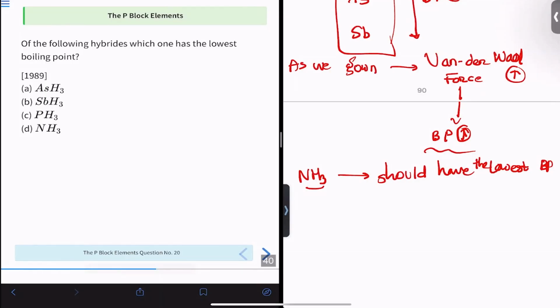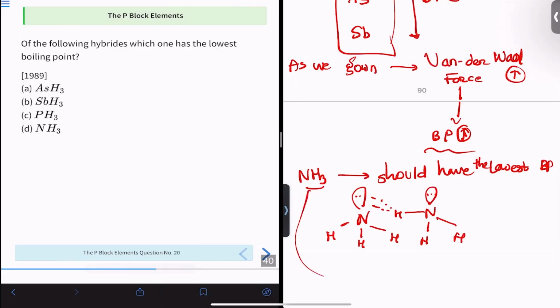Why? Because ammonia forms hydrogen bonding. Ammonia forms hydrogen bonds with its own molecules. Because of this hydrogen bonding, it has a very high boiling point. So ammonia is out of the options.